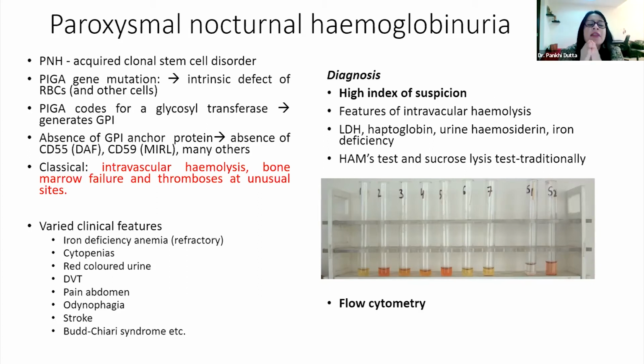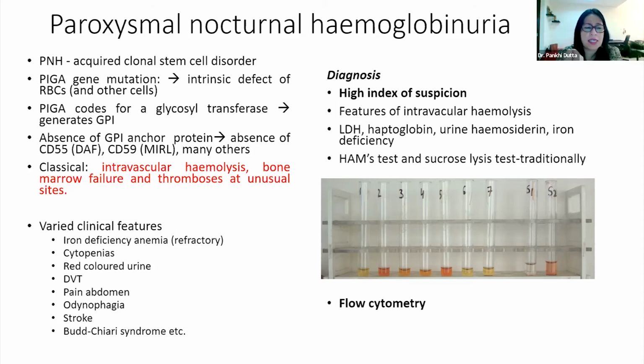Some cells have very severe deficiency of this GPI anchor. Some will have some. So there's always a mosaicism of cells, and also the presentation can be very variable, unless you have a high index of suspicion. Sometimes you may not think of it.